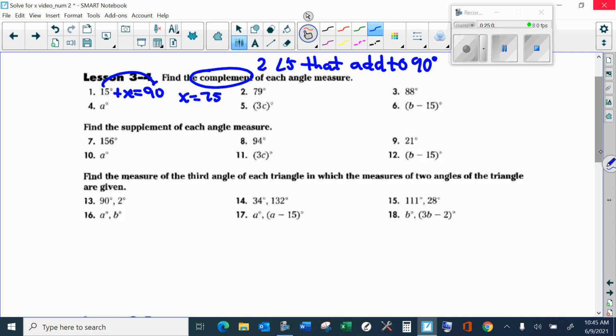Now on 4, if I have a plus x equals 90, I'm solving for x, and I subtract the a across, I get 90 minus a. So the complement of a is 90 minus a. You can just say plus x on each one of these equals 90, and then move the given term across. Supplements are two angles that add to 180.